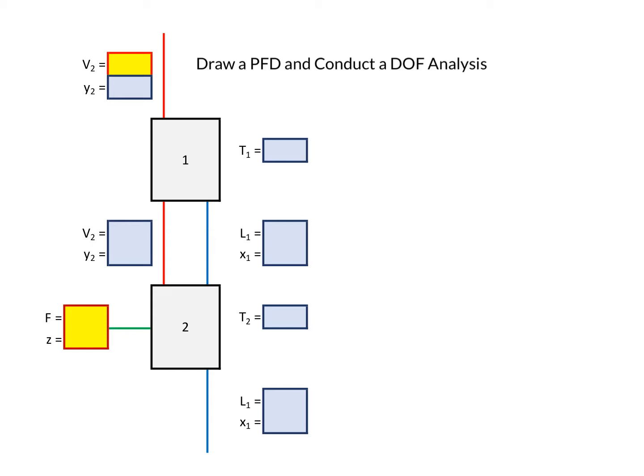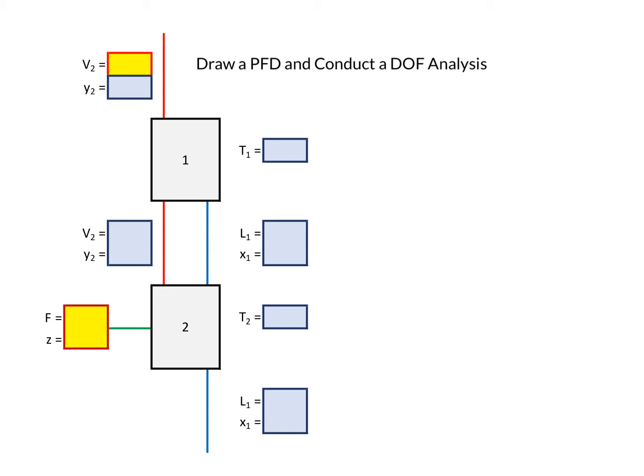All these streams entering and leaving these stages are labeled. So we have the vapor leaving stage 1 and the liquid leaving stage 1, the vapor leaving stage 2 and the liquid leaving stage 2, and the feed. In addition to this, we have temperatures associated with both stages. Now, the yellow boxes represent specifications in the problem statement. So we know this vapor flow rate, and we know the feed and its composition. In the blue boxes, though, those are values that we don't know and we'll be figuring out.